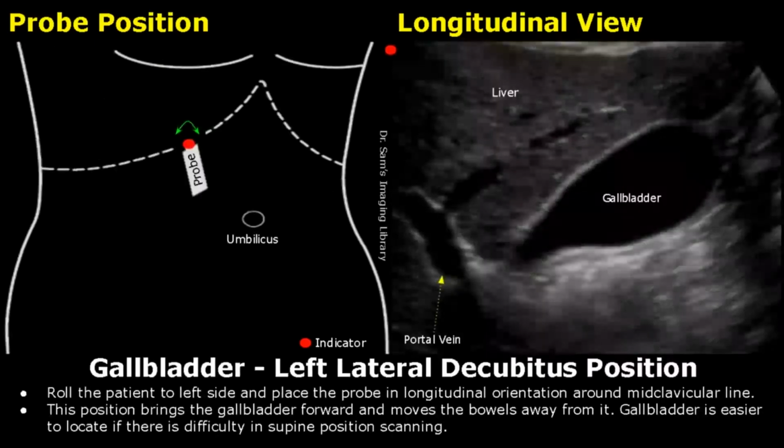Another patient position for gallbladder scanning is the left lateral decubitus position. Roll the patient to the left side and place the probe in similar manner around the mid-clavicular line. The gallbladder is brought forward and the bowels are moved away from it, which makes it easier for scanning. This approach is very helpful in distinguishing between mobile and non-mobile gallstones or sludge. Always try this approach if you find gallstones, sludge, or polyps.